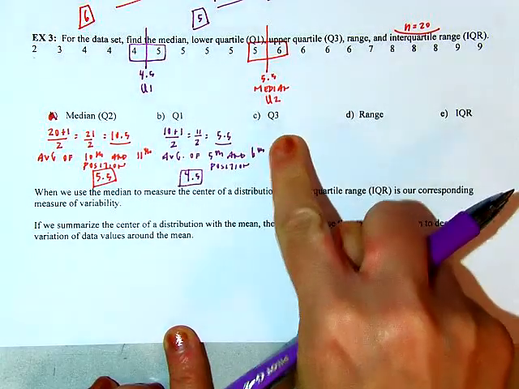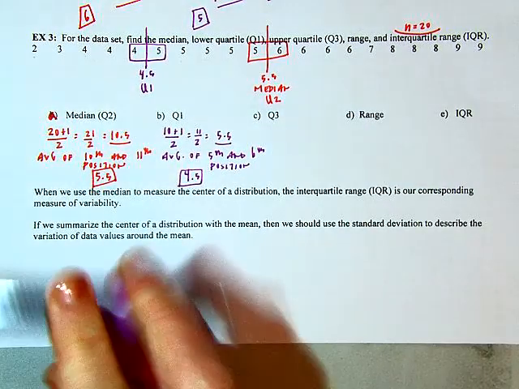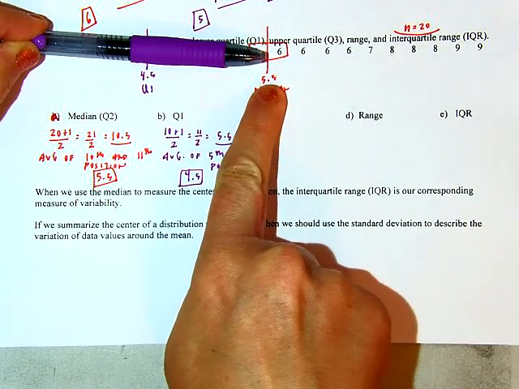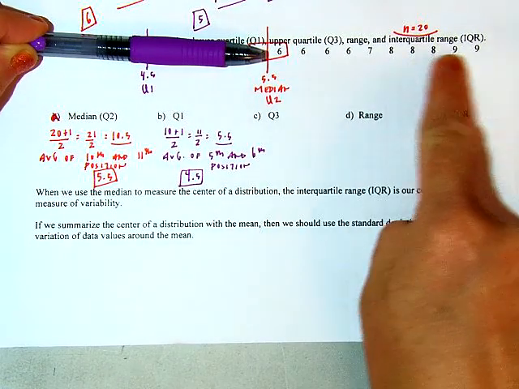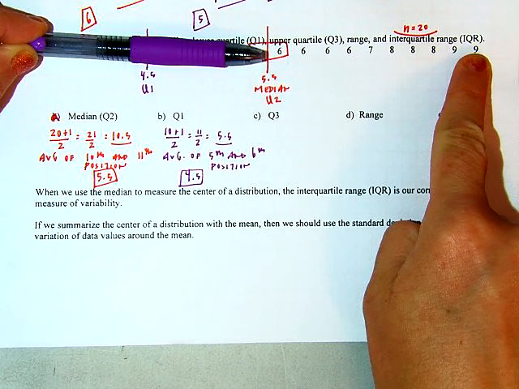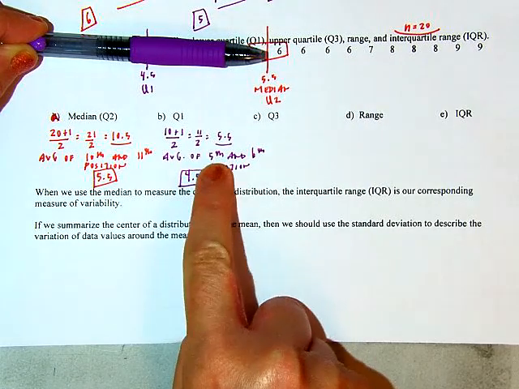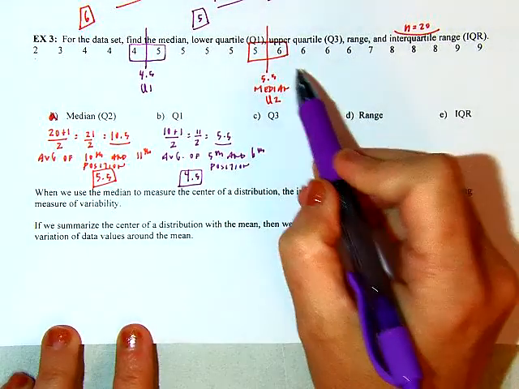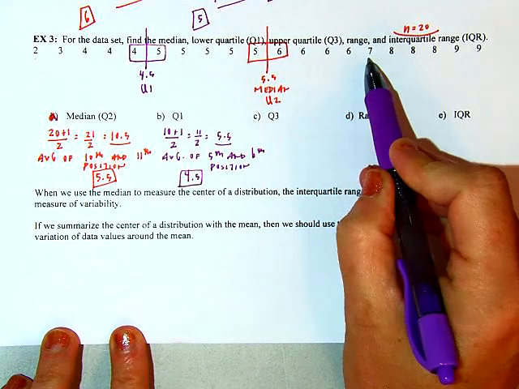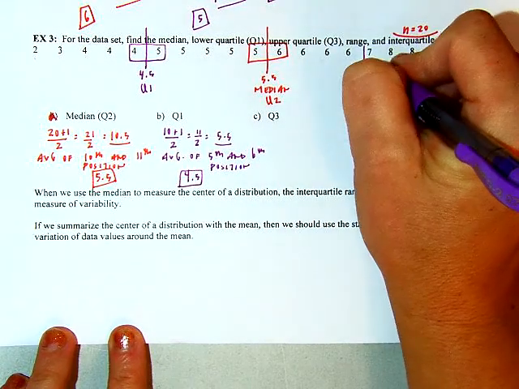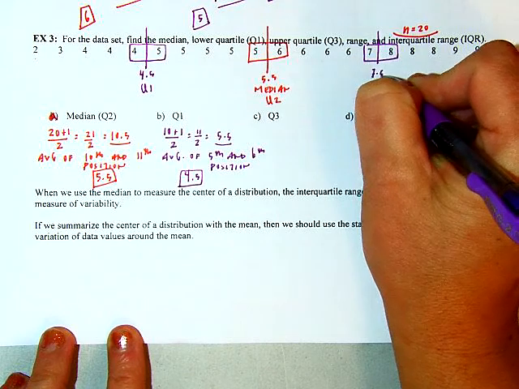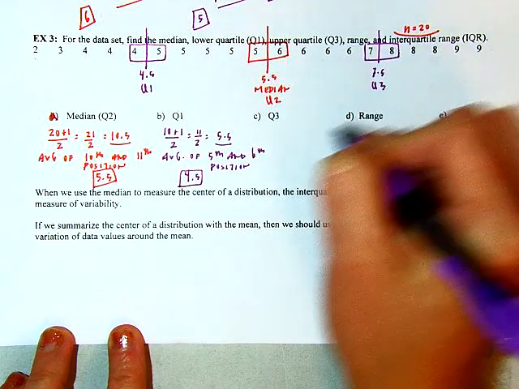Okay, my Q3 will be the same, right? I'm just blocking out everything to the left of this little line here where my median is. I still have 10 pieces of data to the right, so I'm still looking at the average of what's in the 5th and 6th position from this line. So 1, 2, 3, 4, 5, and 6. So I can see that it's going to be 7.5, and that's my Q3.